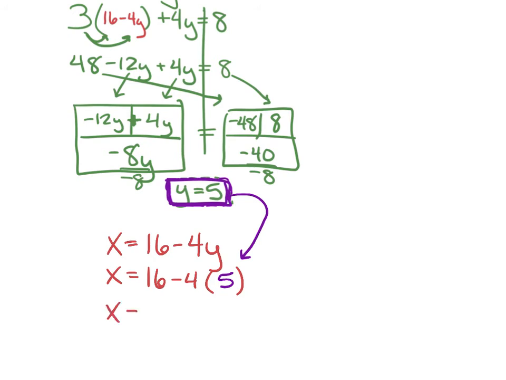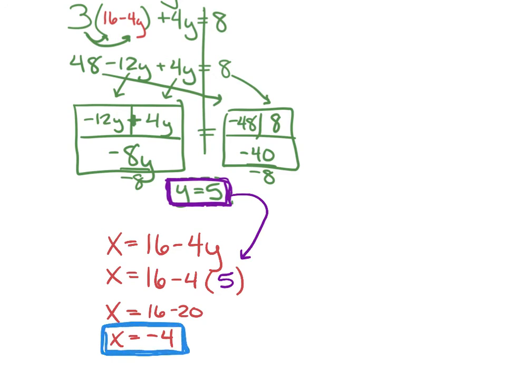You throw 16 minus 4 parentheses 5 into a calculator, or you do it in your brain, and you would find out that x is equal to negative 4. That, my friends, is the second half of this solution.